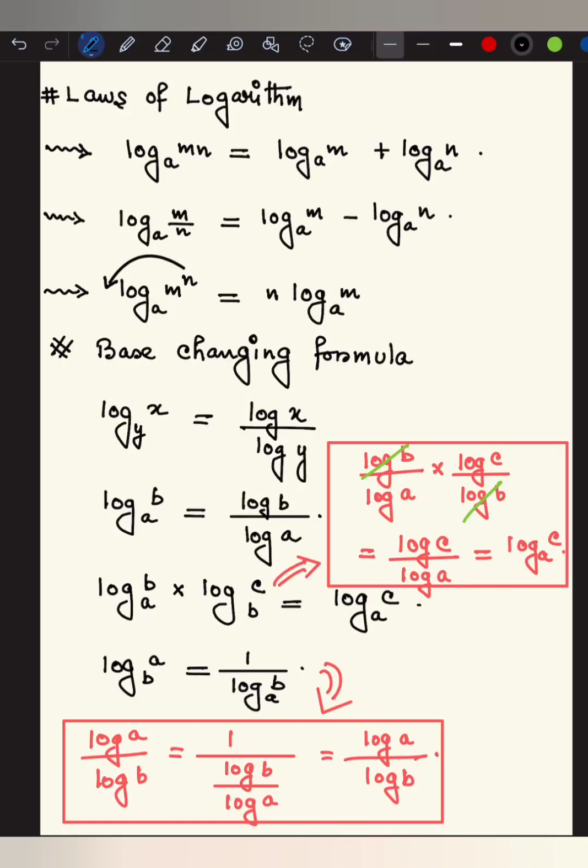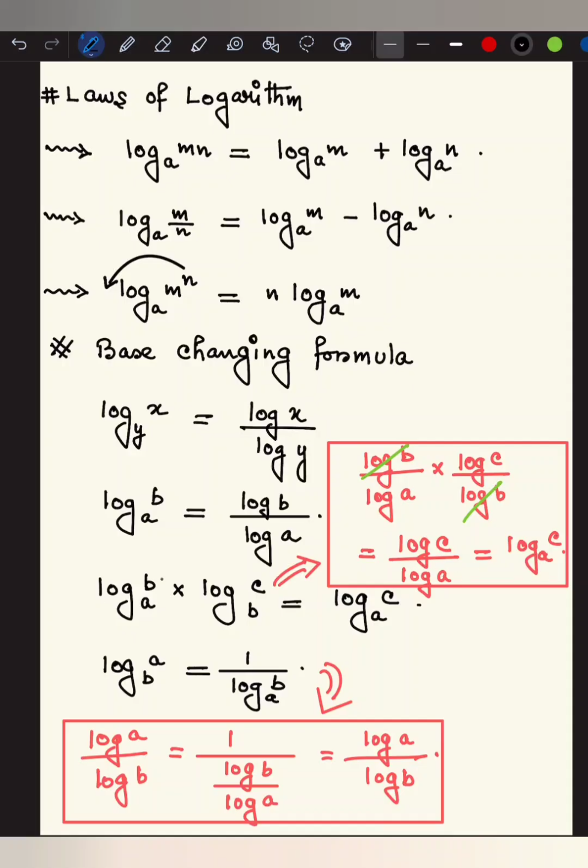So here we are given log b base a into log c base b. What will be the value of this? See, log b base a can be written as log b by log a, so I have written it as log b by log a. Similarly, log c base b can be written as log c by log b. Now this log b gets cancelled out, and we are left with log c by log a. Understood? So log c by log a can be written as log c base a.